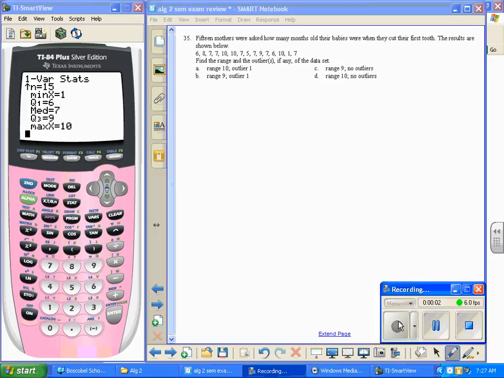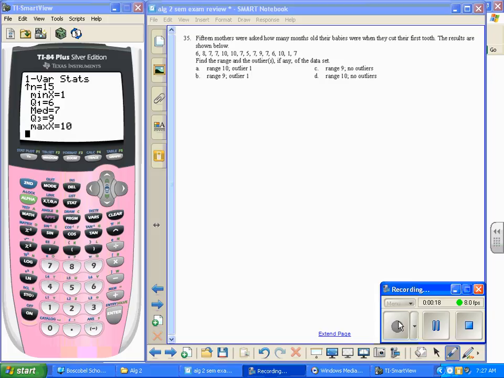35 is a statistics question, asking you to find the range and outliers, talking about mothers who asked how many months old their babies were when their children cut their first tooth. So we're finding the range and the outliers. So the range is going to be the big minus the low.